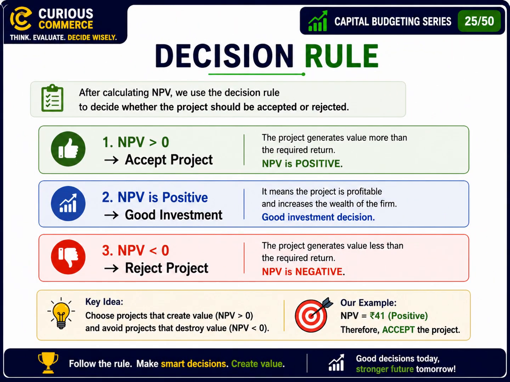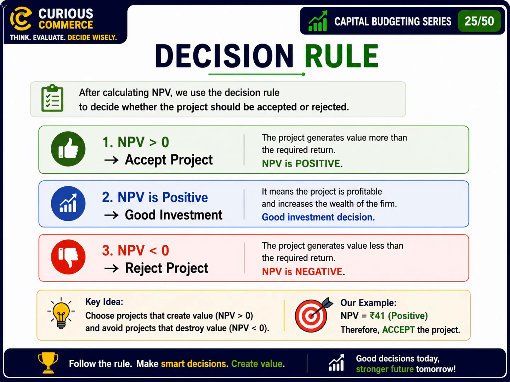And the decision rule once again: if NPV is greater than 0, we accept the project. If the NPV is less than 0, we reject the project. Why do companies accept projects if the NPV is positive? Because they increase shareholders' wealth. That is the ultimate goal of financial management.